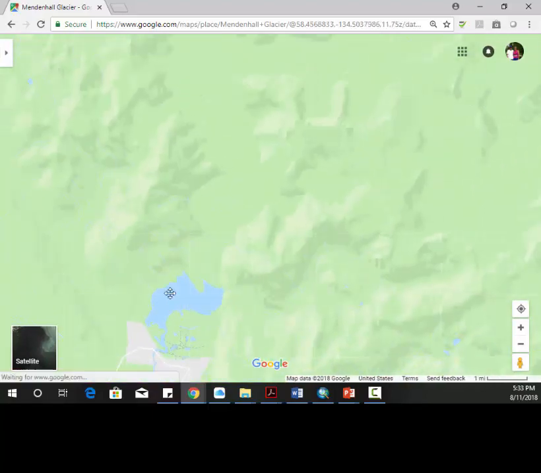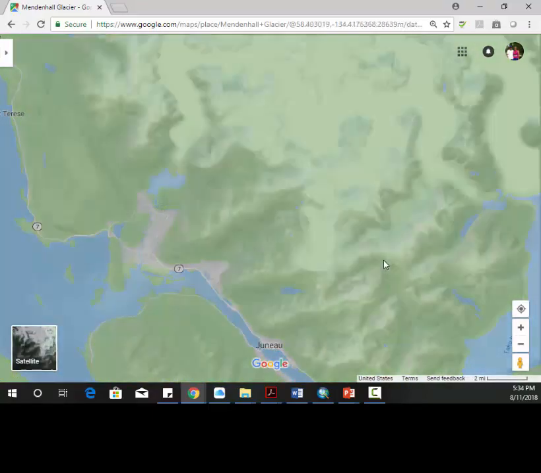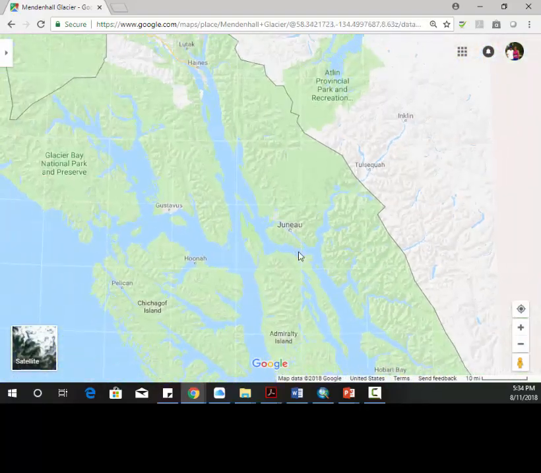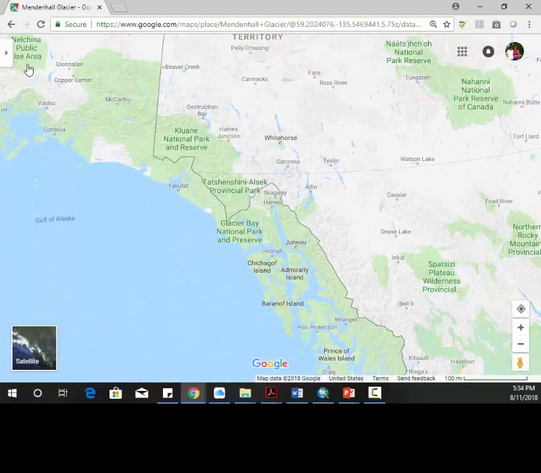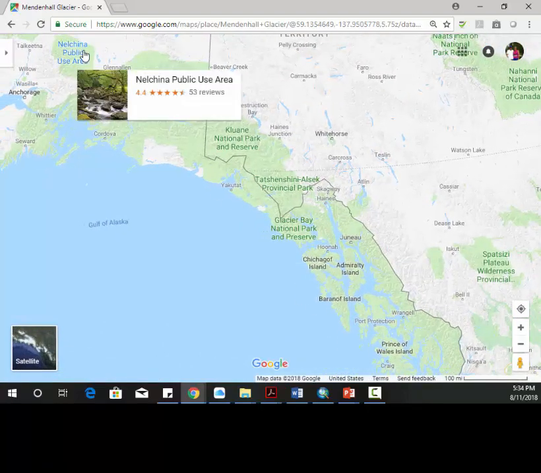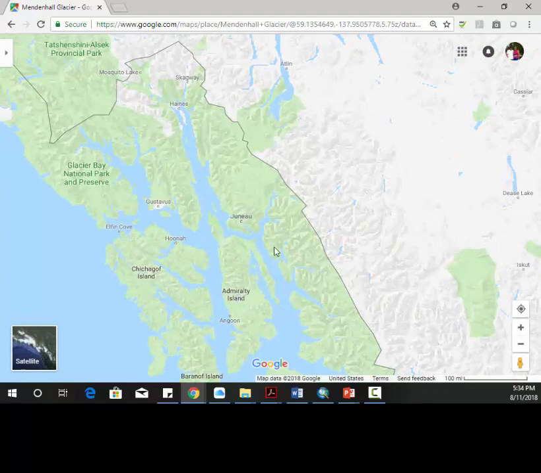So if I zoom out, this is Juneau, Alaska. This is actually the capital of Alaska right here. If I zoom out a little further, this is southeast Alaska. Your big city, Anchorage, is way over here. Fairbanks is kind of up a little bit further north.